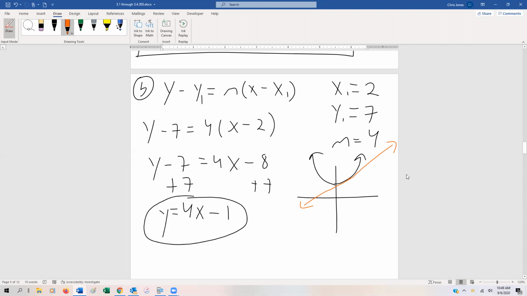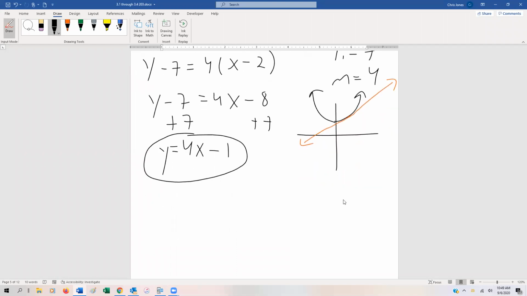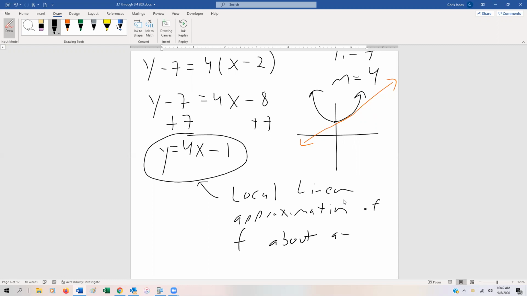And notice that it touches at exactly 1 point. Sometimes what you can do is you can use this to approximate the value of the quadratic, all right? And that's something called a local linear approximation because it only really works around 2, all right? So what we say is that this is a local linear approximation of f about a equals 2.